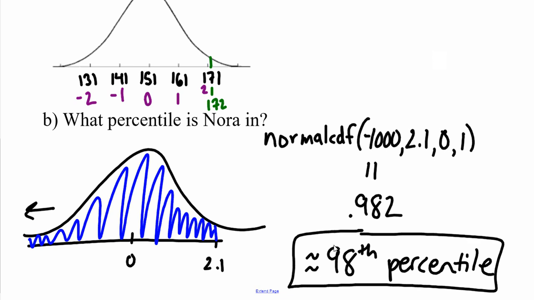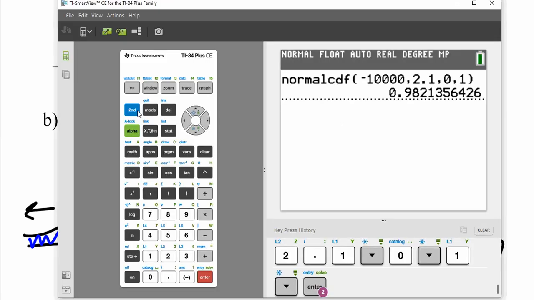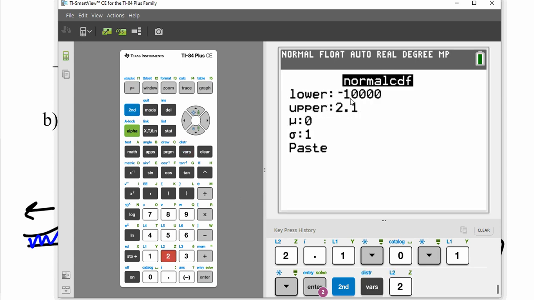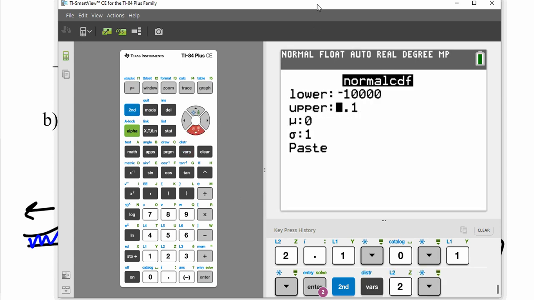That would actually be the same, so you didn't need to use a z-score there. Z-scores are really a carryover from before computers and calculators. You could have actually run this whole thing with the original information. If you had done second distribution, normal CDF, again, -1,000.